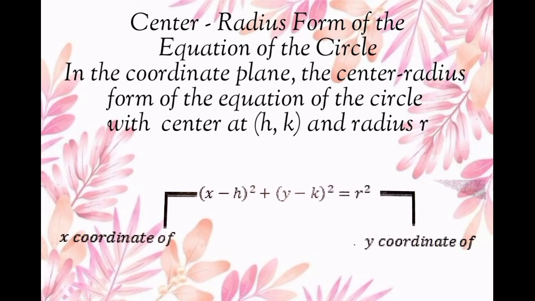Center-radius form of the equation of the circle. In the coordinate plane, the center-radius form of the equation of the circle with center at (h, k) and radius r is (x minus h) squared plus (y minus k) squared is equal to r squared.